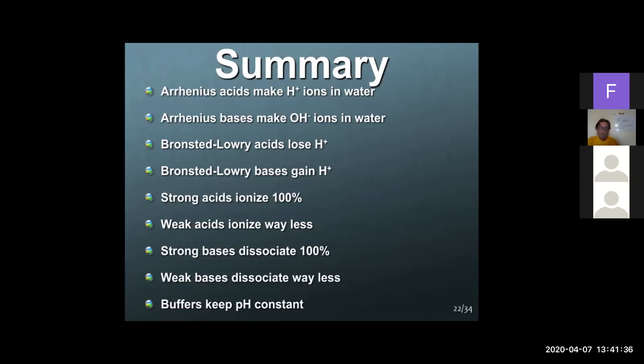Okay. Now, if there are any questions so far, feel free to type in the chat or something, and I can back it off, because we're coming in on slide 22 of 34.